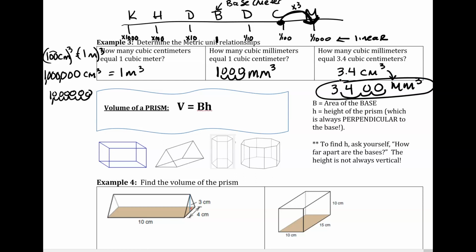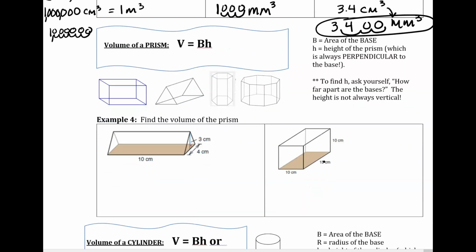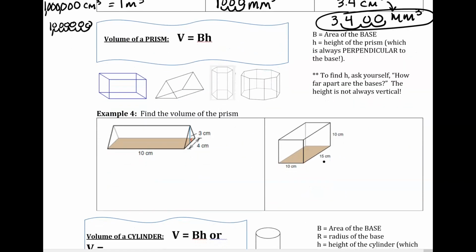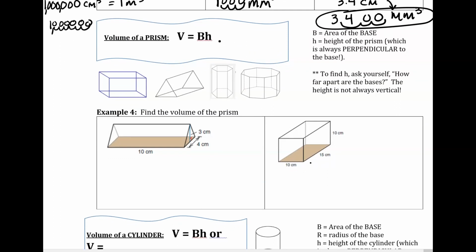Okay, so we're done with the conversions in terms of the notes, but there are a lot of examples in the book, and you can certainly try more on the homework if you need more practice on those. So let's jump into the formulas. So let's look at the prism.